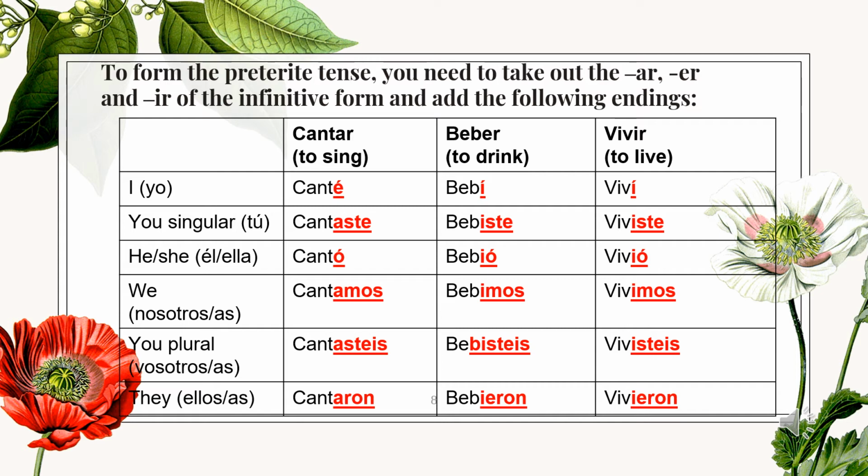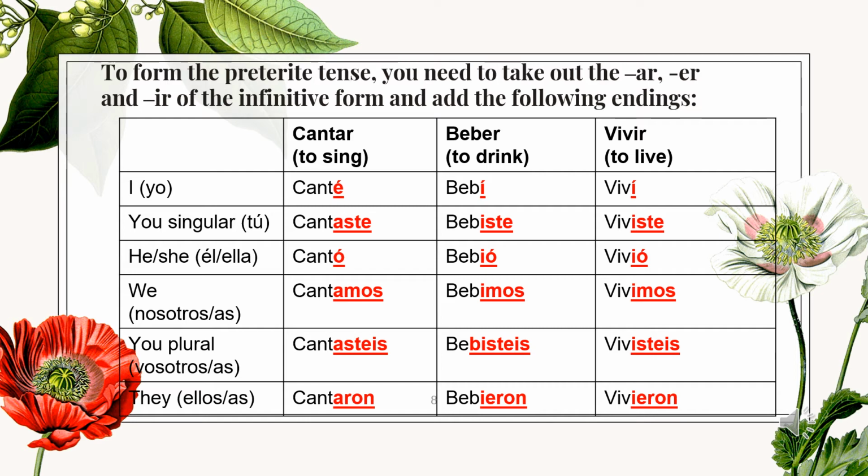So if I want to say bailar, to dance, we dance would be bailamos. We danced, the same, bailamos. For the you plural, we've got cantasteis again, and the they form we've got cantaron. For the ER and IR verbs, if you look at the endings, they are absolutely identical for all persons.